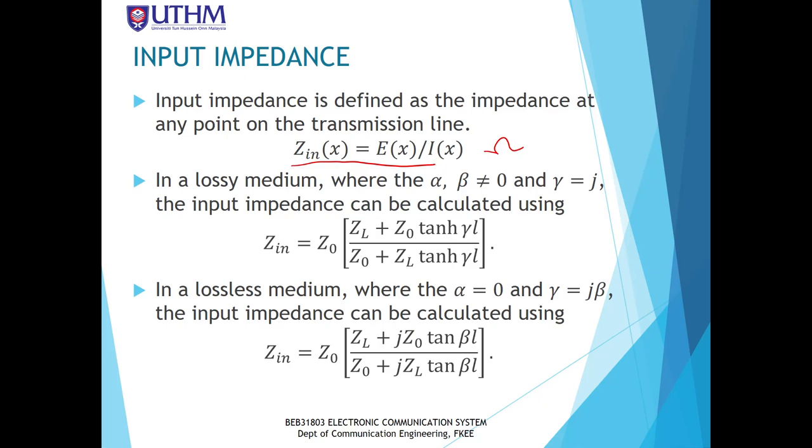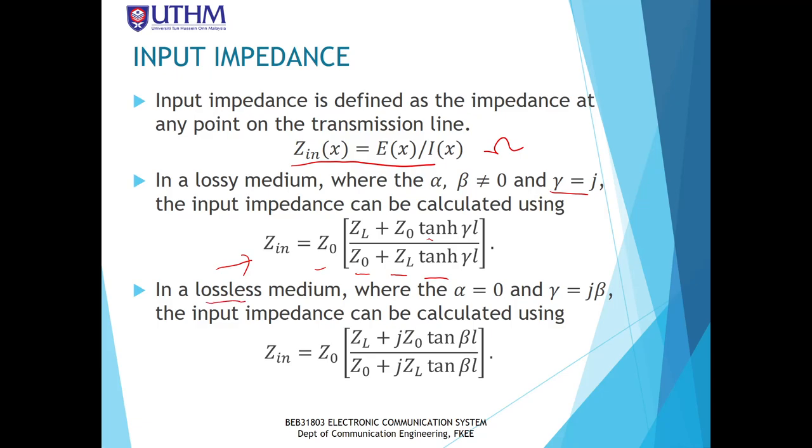In a lossy medium where alpha, beta not equal to zero, gamma equals alpha plus j beta, the input impedance can be calculated using these equations. Z input equals ZO in bracket ZL plus ZO hyperbolic tangent gamma L, divided by ZO plus ZL hyperbolic tangent gamma L. So this is to find the value of input impedance in the lossy medium.